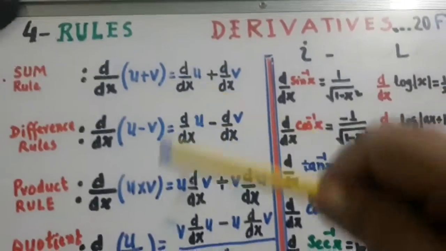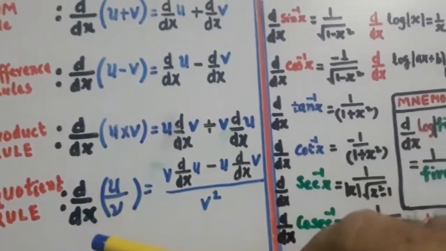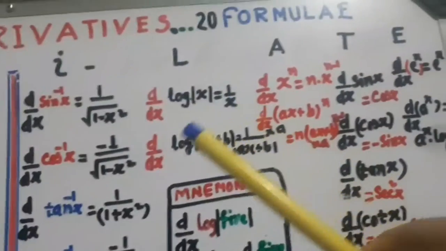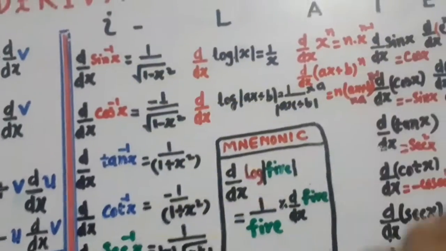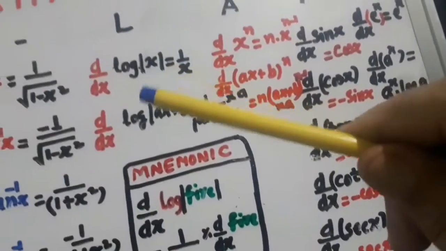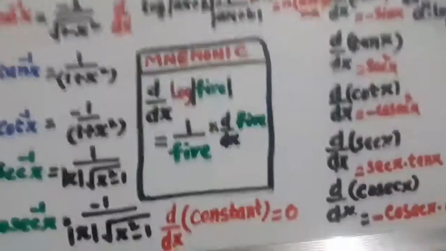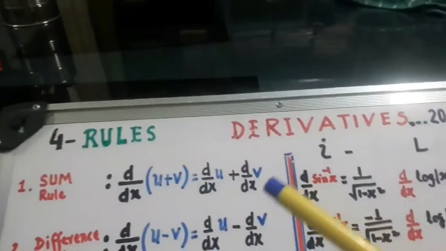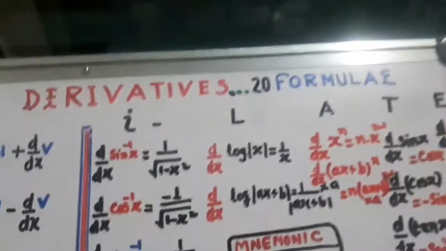So there are 4 rules: sum rule, difference rule, product rule, quotient rule. Similarly, there are 20 formulas. There are 6 formulas of inverse trigonometrical functions, 6 of trigonometrical functions, and 2 each in the case of logarithmic, algebraic, and exponential functions and the constant function. So that way, this is Shriman 420. 4 rules, 20 formulae. That's all.